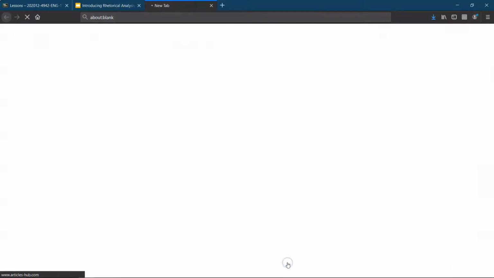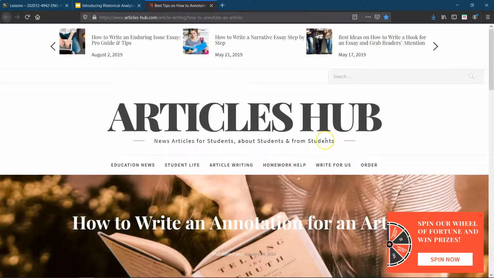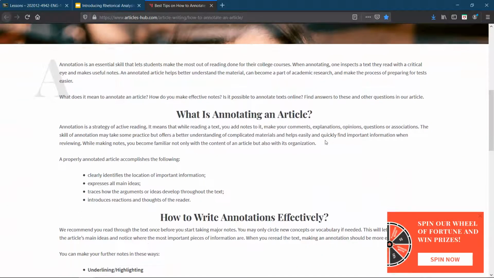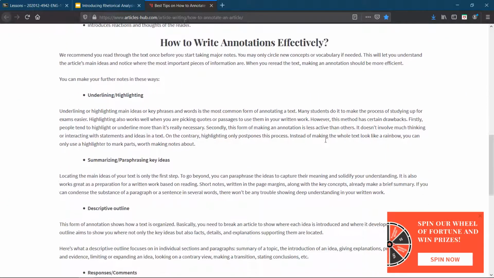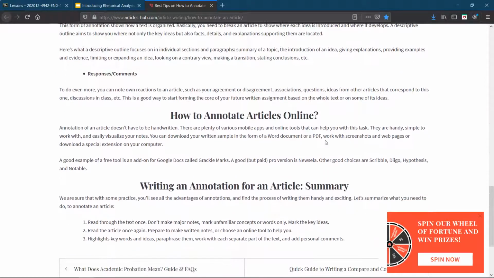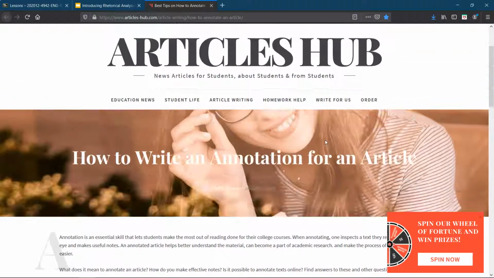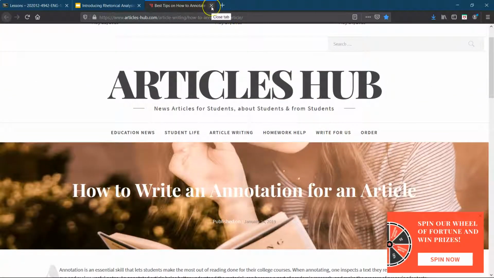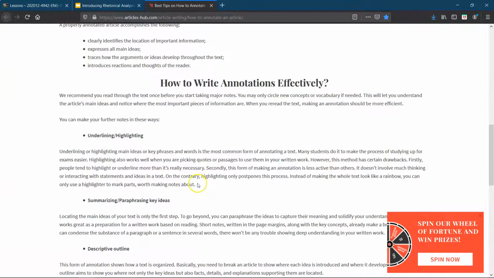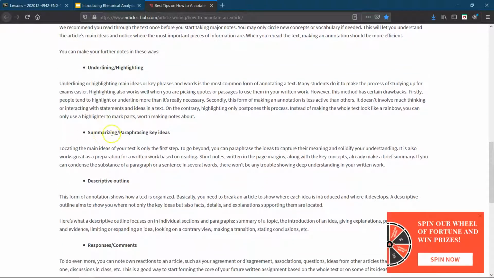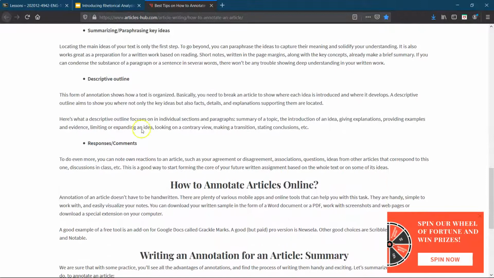And I have an article here that I would like everyone to read. And it talks about how to write an annotation for articles. So this is something to be looking at before you start the annotation activity for this weekend. And some key ideas that they have is how to write annotations effectively. So underlining or highlighting, summarizing and paraphrasing key ideas, maybe a descriptive outline, and responses and comments.